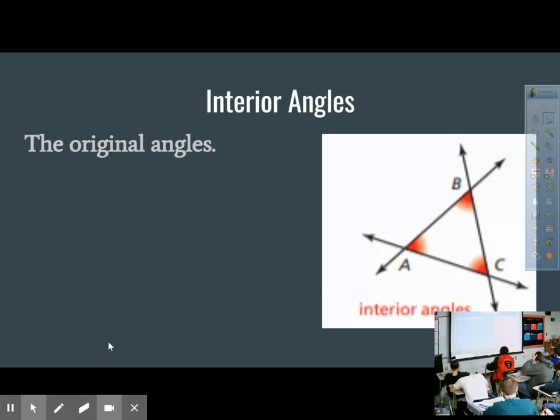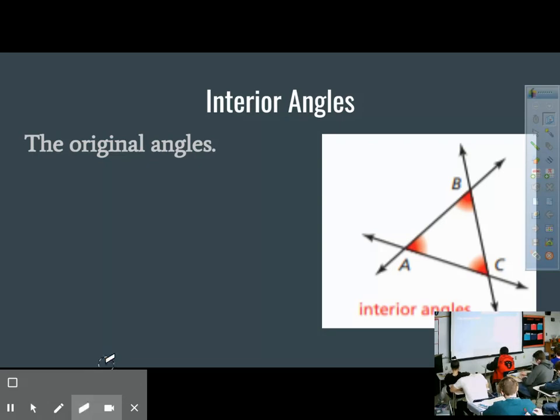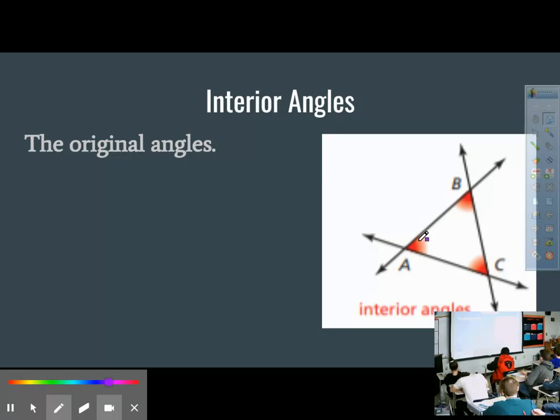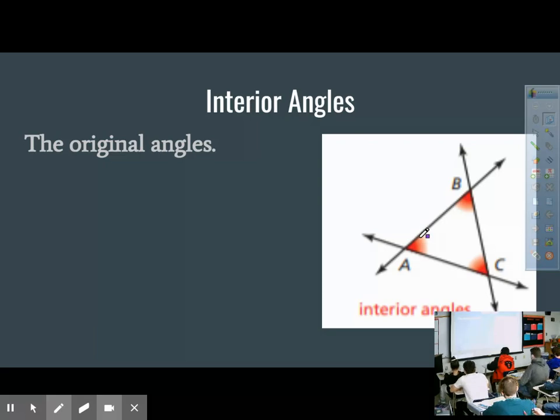They were there first. So if you look over here, this picture looks a tad bit different than yours, but that's okay. I need you to color the interior angles one color. So like here's angle A, here's angle B, and here's angle C. The inside angles are interior, so color those one color. The interior angles, A, B, and C.